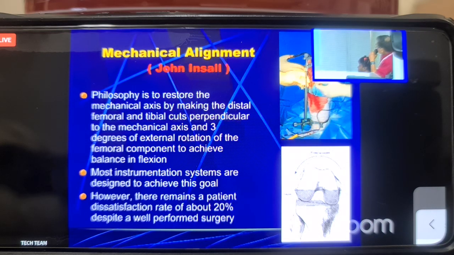So the philosophy is to restore the mechanical axis by making the distal femoral and tibial cuts perpendicular to the mechanical axis and 3 degrees of external rotation to achieve balance in flexion. So that's what you do. Actually, this is just sort of covering it.